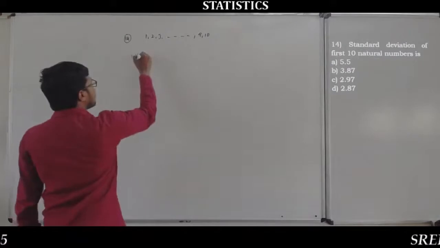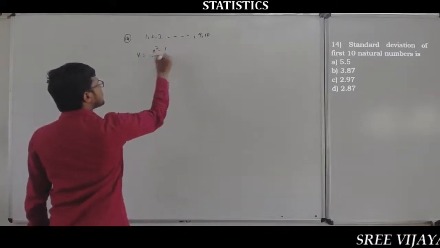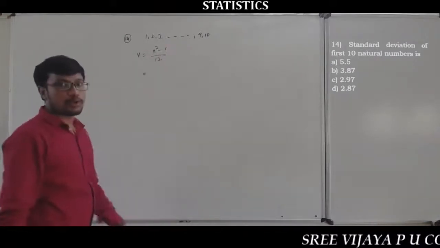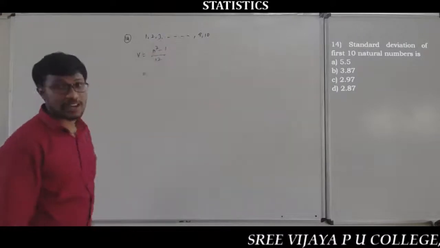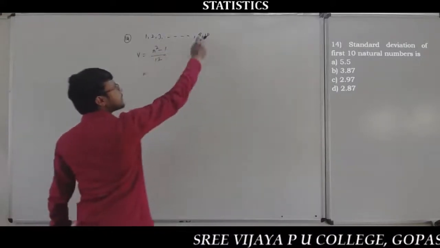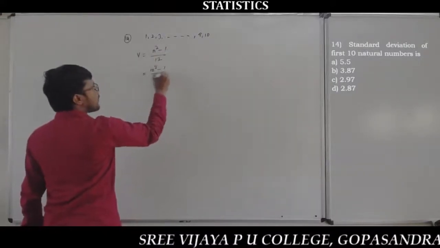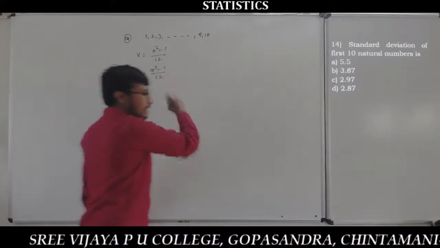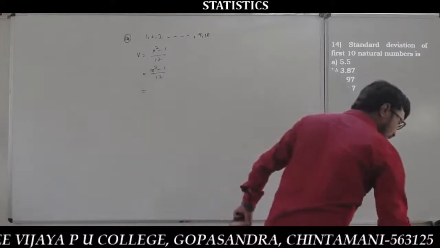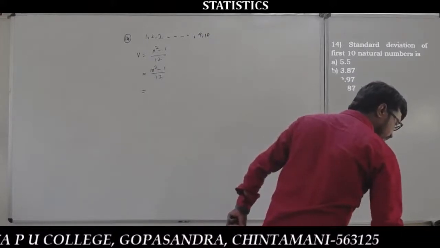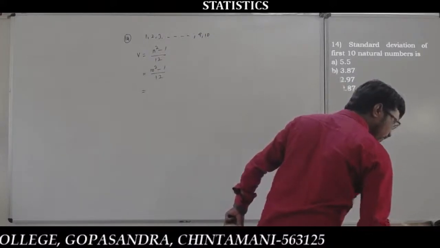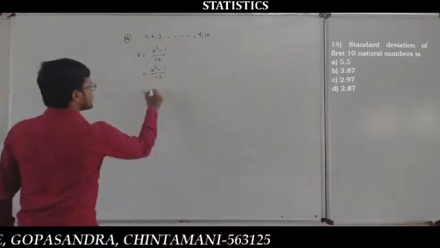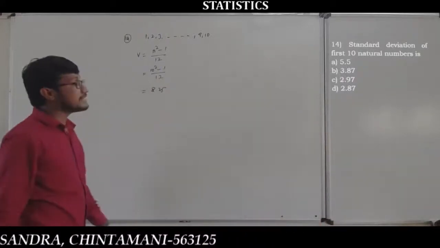For this, variance is equal to (n square minus 1) by 12. You know this formula for the first n natural numbers. Here n, the number of natural numbers, is 10. So 10 square minus 1 by 12. 10 square is 100, 100 minus 1 is 99. 99 divided by 12 gives 8.25. So 8.25 is the variance.